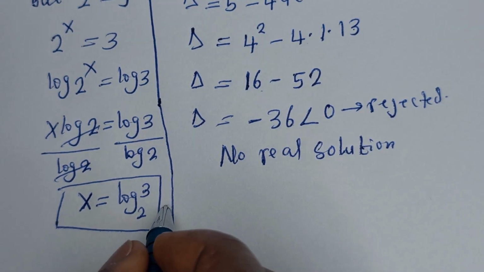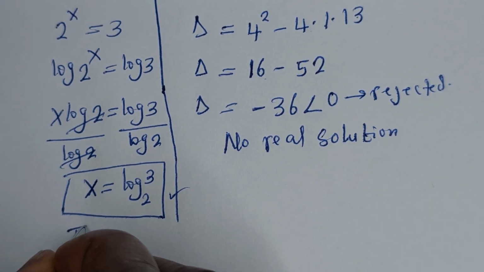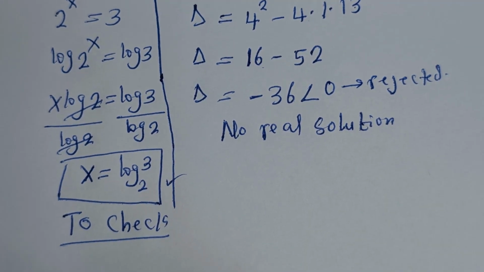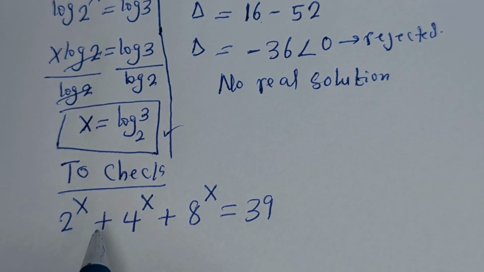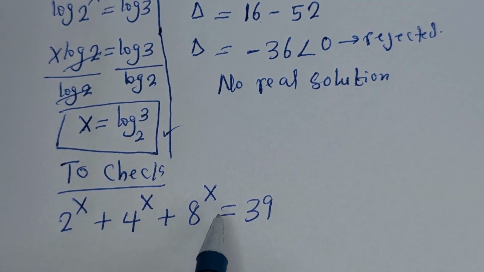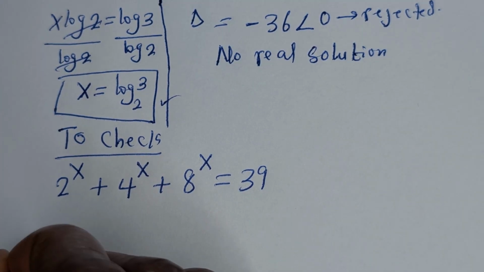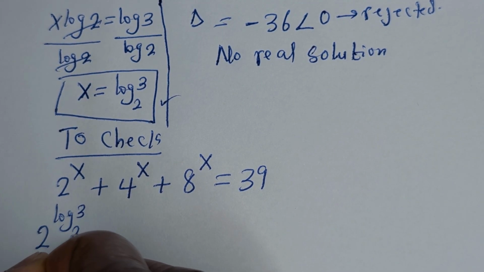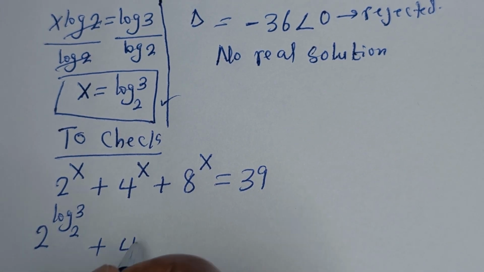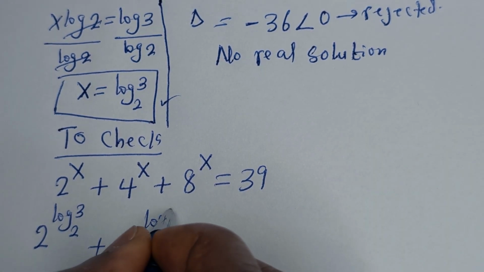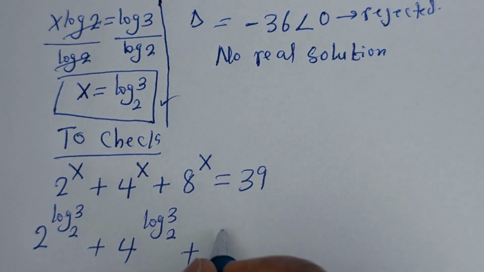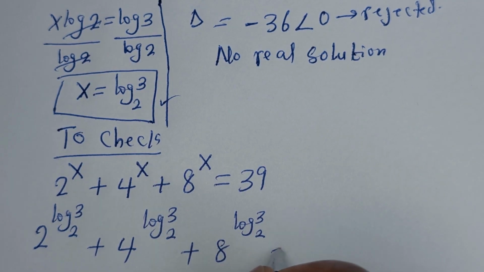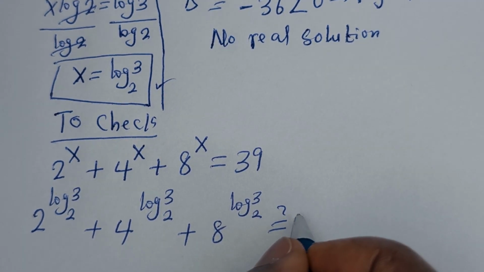We may check to confirm if this answer is right or wrong. Let's check. We have the given equation: 2^s + 4^s + 8^s = 39. So 2^s with s = log 3 base 2, plus 4^s with s = log 3 base 2, plus 8^s with s = log 3 base 2 must be equal to 39.